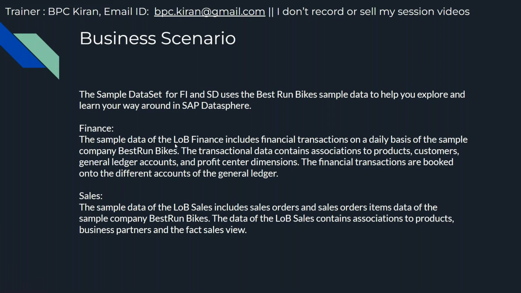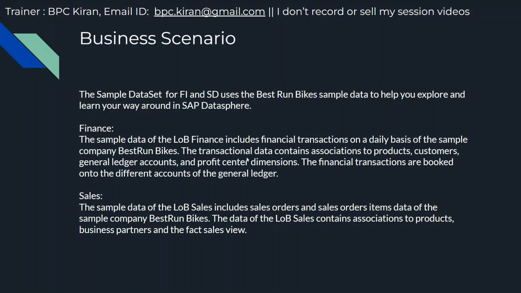The finance data is daily transactions posted in the Best on Bikes company, financial transactions. This transactional data has products, customers, general ledger accounts, and profit centers. These dimensions are associated with the financial transactions. For sales data, we have sales orders and sales order items, which have associations with products, business partners, and the sales order and sales order items view.